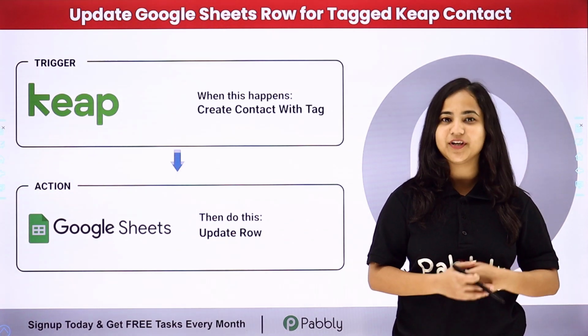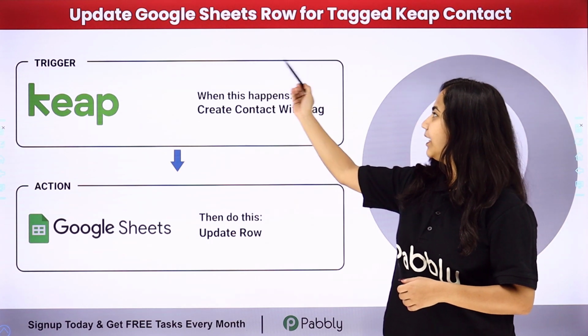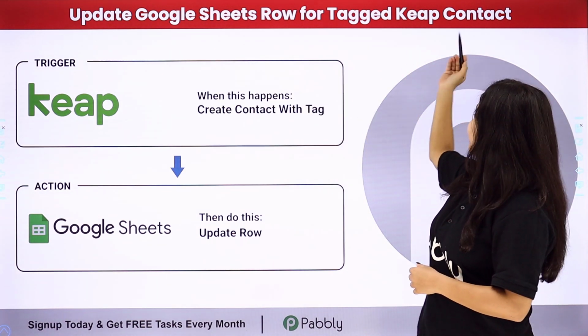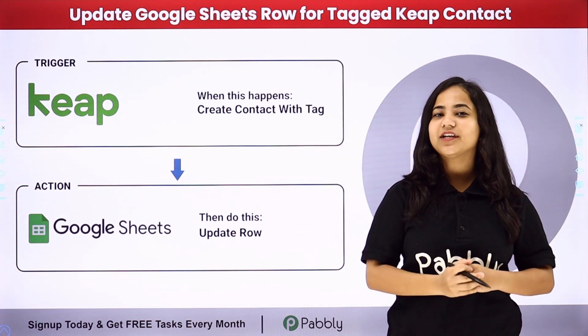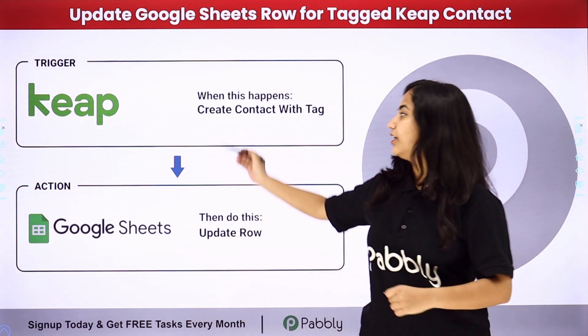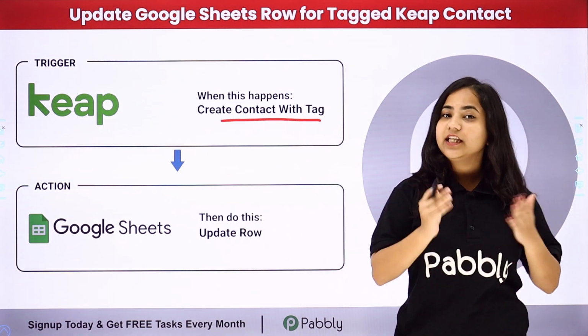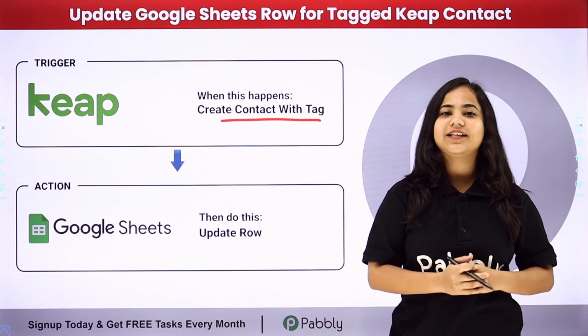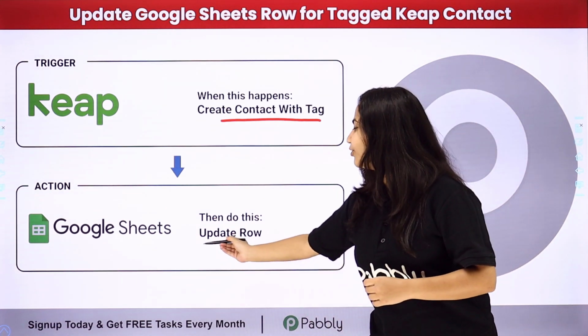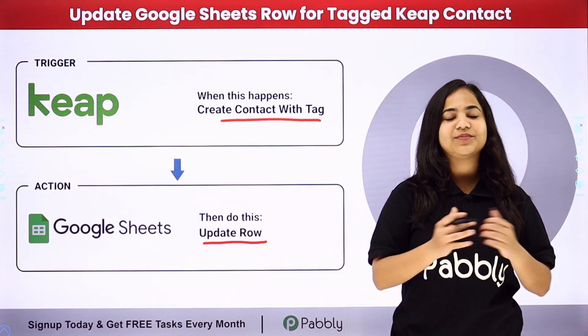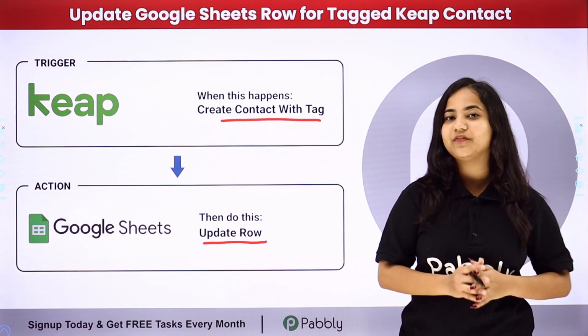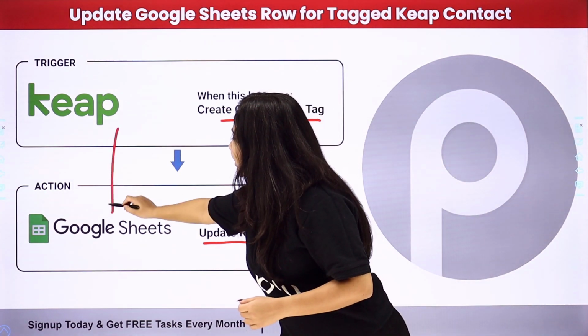Today in this video, we are going to see how to update Google Sheets row for tagged Keap contact. So here my objective is that whenever a contact is created with a tag in Keap account, then automatically a row should be updated in Google Sheets. For that, I'm simply going to create a connection between Keap and Google Sheets.